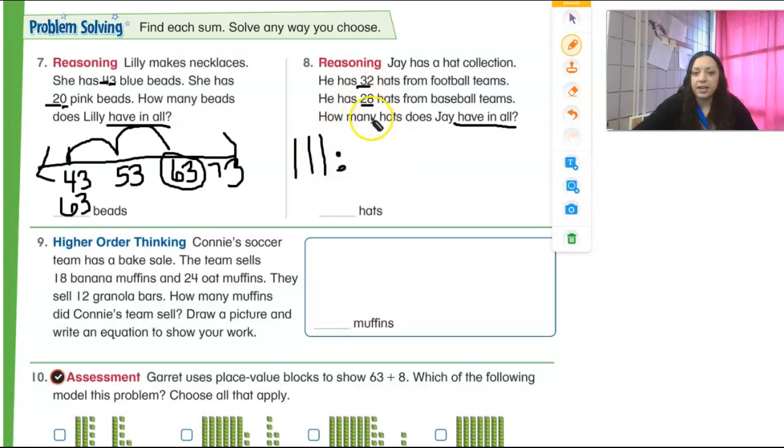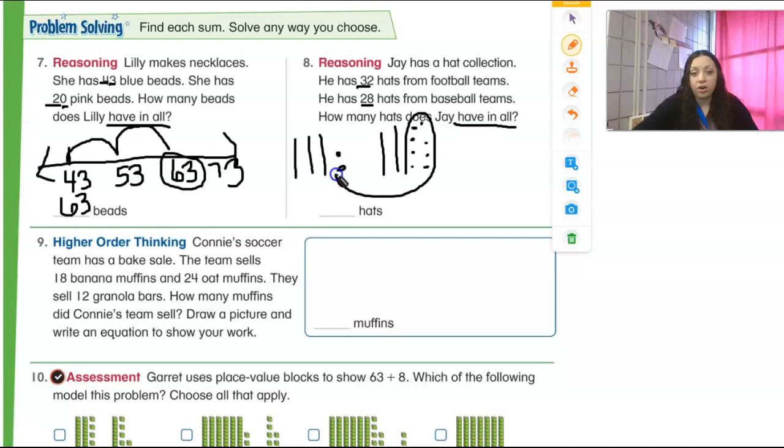And then 28. How would I make 28? How many tens? 2 tens. Very good. How many ones? 8. So 1, 2, 3, 4, 5, 6, 7, 8. Okay, so I've got 2 tens over here. So I've got 2 ones over here. So 1, 2, then 3, 4, 5, 6, 7, 8, 9, 10.